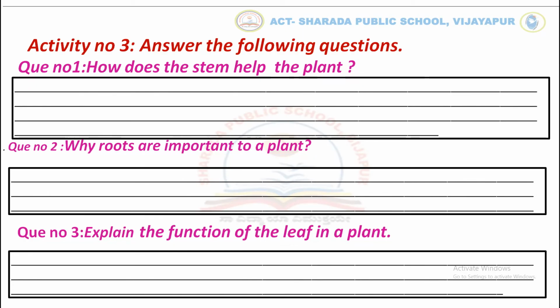Let's move to activity number 3. Answer the following questions. The questions are: question number 1. How does the stem help the plant? Question number 2. Why are roots important to a plant? Question number 3. Explain the function of the leaf in a plant.